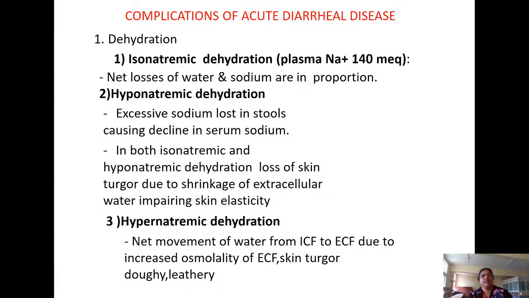Then complications. What complications are you likely to encounter if the child is suffering from an acute diarrheal illness? One is dehydration. The dehydration could be isonatremic, hyponatremic, or hypernatremic. In isonatremic, the plasma sodium level is 140 milliequivalents per liter, where the water and sodium losses are in proportion. Isonatremic and hyponatremic dehydration cause loss of skin turgor due to shrinkage of extracellular water, impairing skin elasticity. Whereas in hypernatremic dehydration, net movement of water occurs from the intracellular to the extracellular fluid because of increased osmolarity, and the skin turgor will appear doughy or leathery.